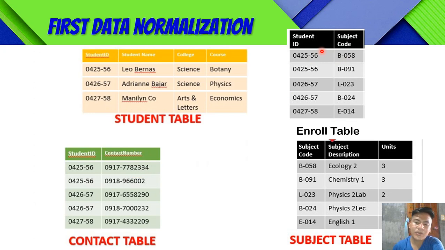So, through that reason, nagkaroon na ngayon ng relationship si subject information table kay enrolled table at nagkaroon na din ng relationship si student information table sa ating enrolled table. And of course, yung ating contact information table, nagkaroon na din siya ng relationship sa ating subject information table. Okay?